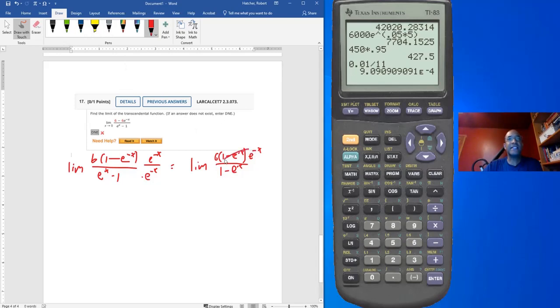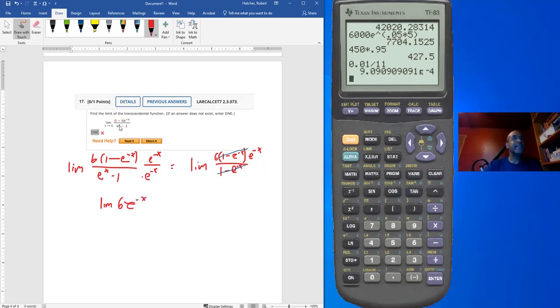Now both of these have this common factor. I want to cancel that and that out, right? Because they now share a common factor now that I multiplied by this. So it becomes the limit as x approaches 0 of 6e to the negative x.